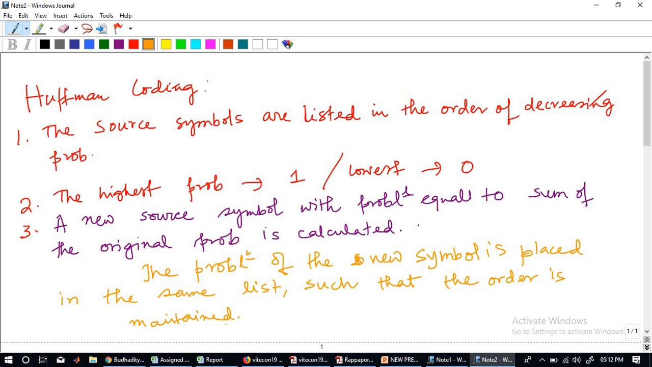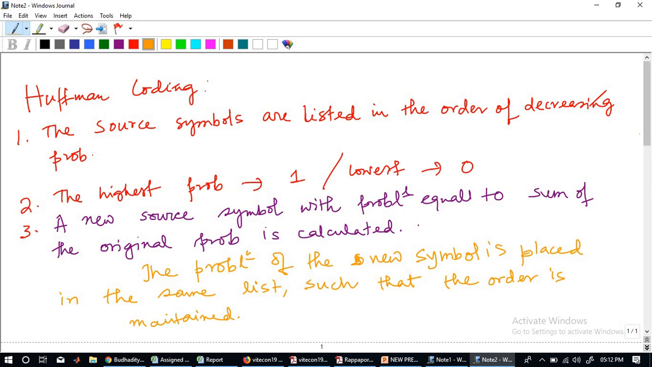There are two methods actually, minimum variance and maximum variance method. In both the cases, you will observe that whatever happens, the new element will be placed in a way such that the order of decrement of probabilities or the order of increment, whatever you call it, will be remaining as is. So the new probability should not violate the order in which the probabilities are placed. That's the main important part.